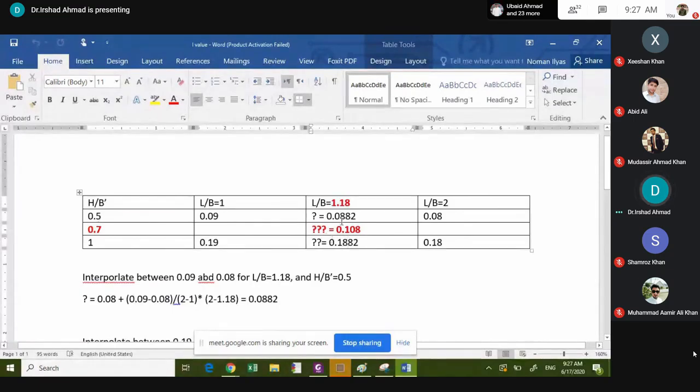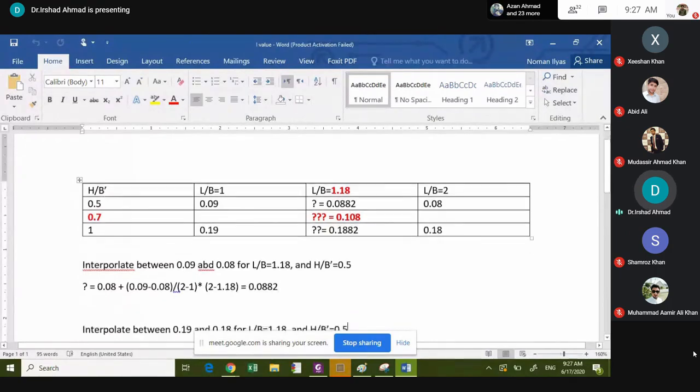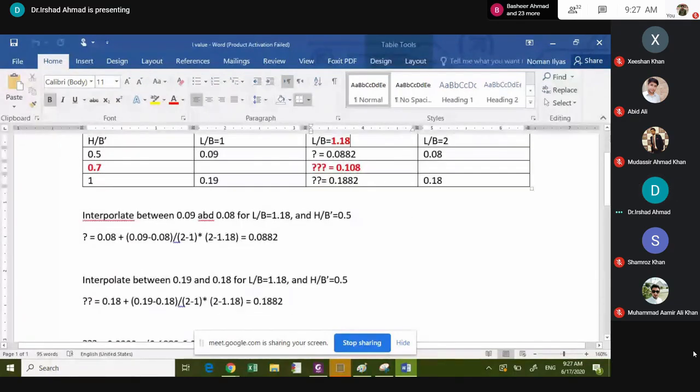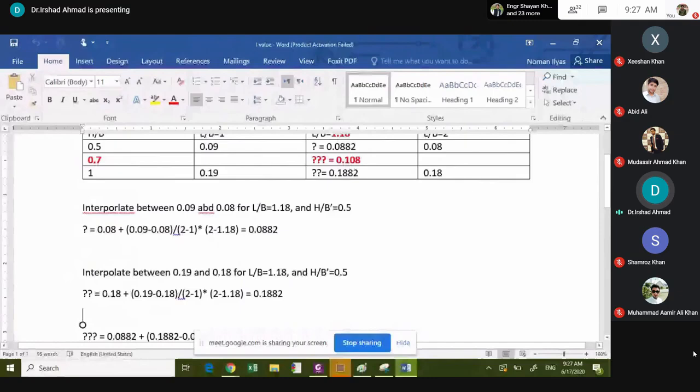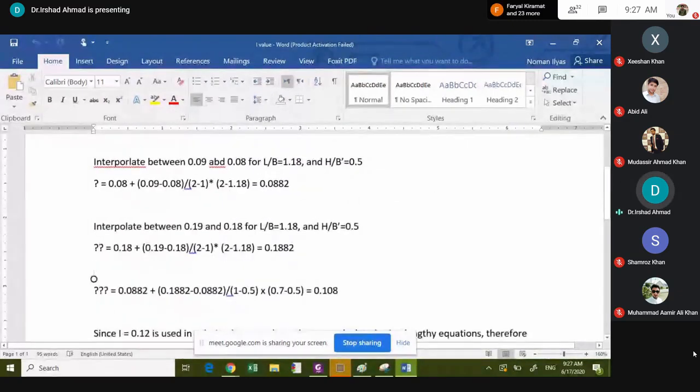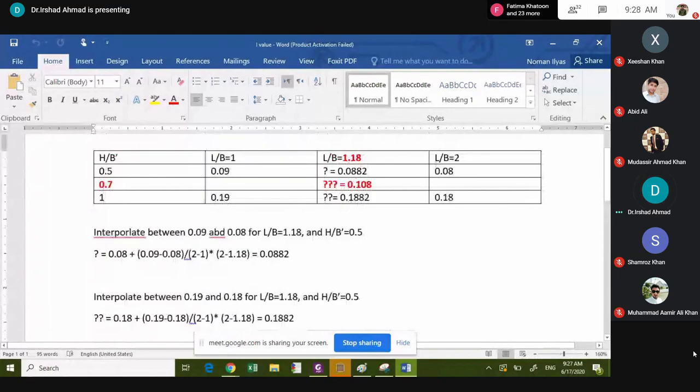Now you want to interpolate for 0.7. So you interpolate these two values, 0.0882 and 0.1882, for 0.7, and you get 0.108. So this is a common interpolation between the values, and these interpolation equations are given. For example, this is the single integral, the double integral is here, and the triple integral is here. You see, now the I value is 0.108 for you.